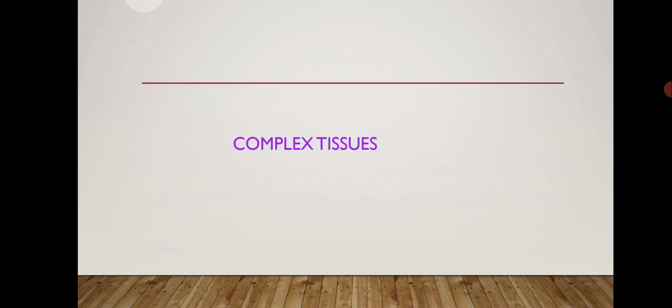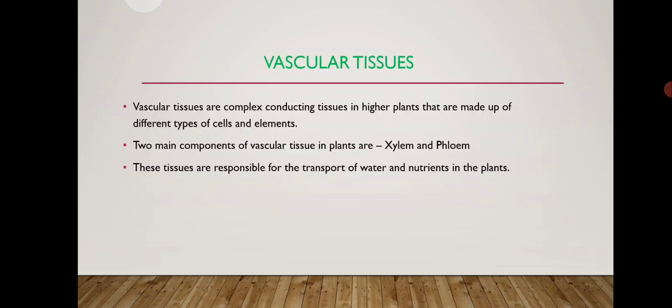Complex tissues. Vascular tissues. Vascular tissues are complex conducting tissues in higher plants that are made up of different types of cells and elements. Two main components of vascular tissue in plants are xylem and phloem. These tissues are responsible for the transport of water and nutrients in the plants.